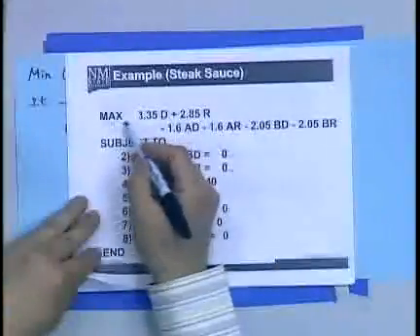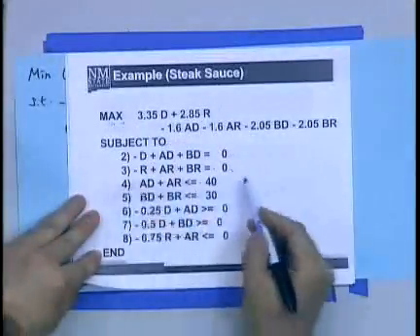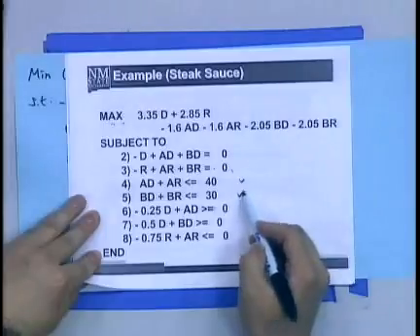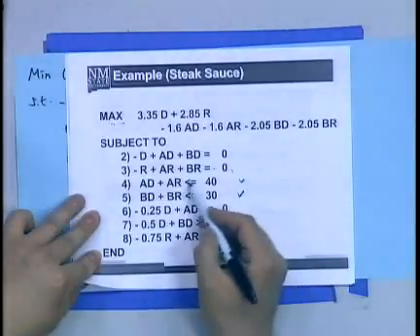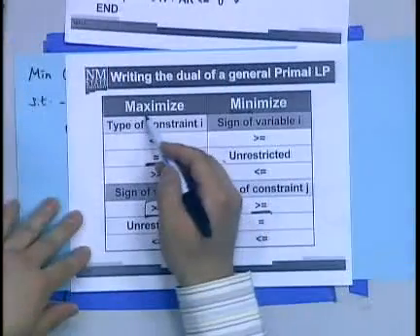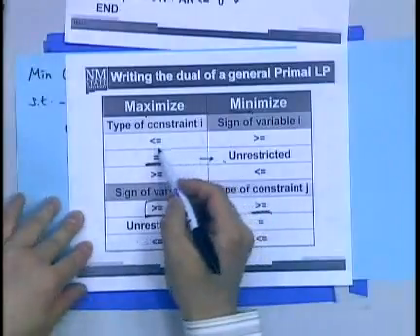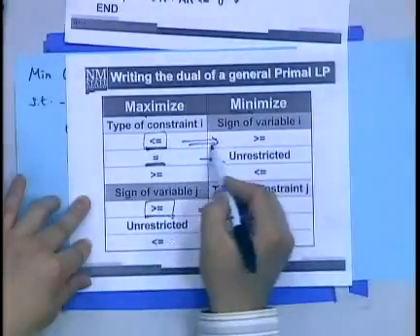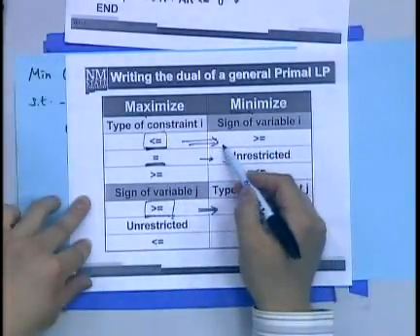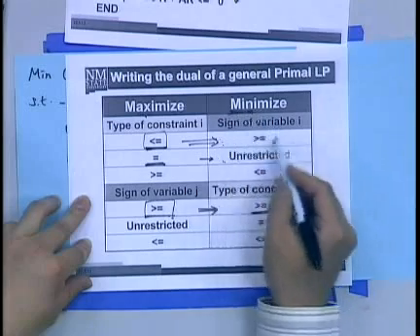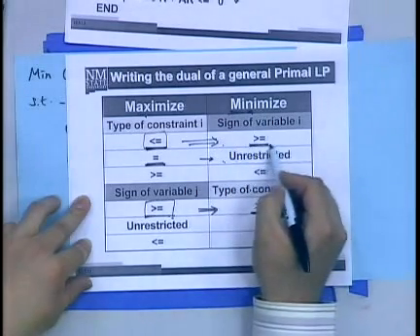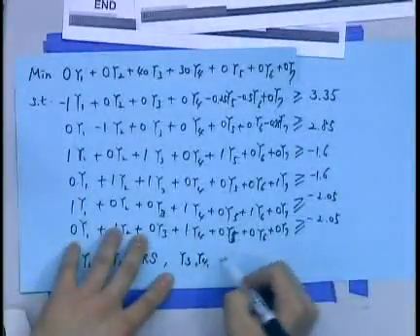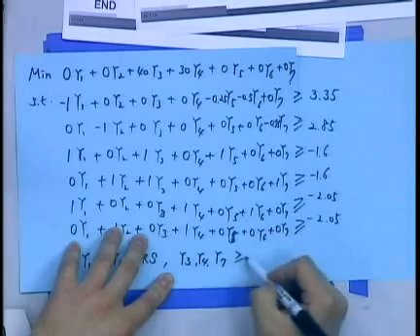In the maximization problem, the third, fourth, and last constraints are less than or equal constraints, which means the third, fourth, and last variables in the minimization problem should be greater than or equal to 0, right? y3, y4, and y7 should be greater than or equal to 0.